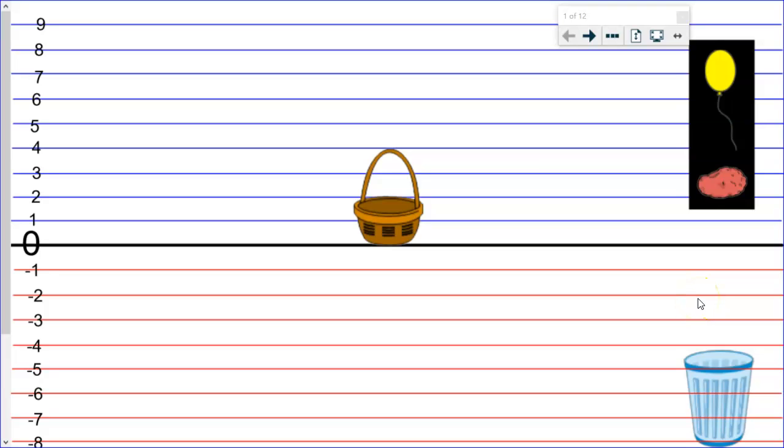Okay, today's lesson is going to be about integer addition. We're going to be exploring this concept with rocks and balloons. Here is the situation. We have a magical floating basket. This basket floats and rests at 0, right?